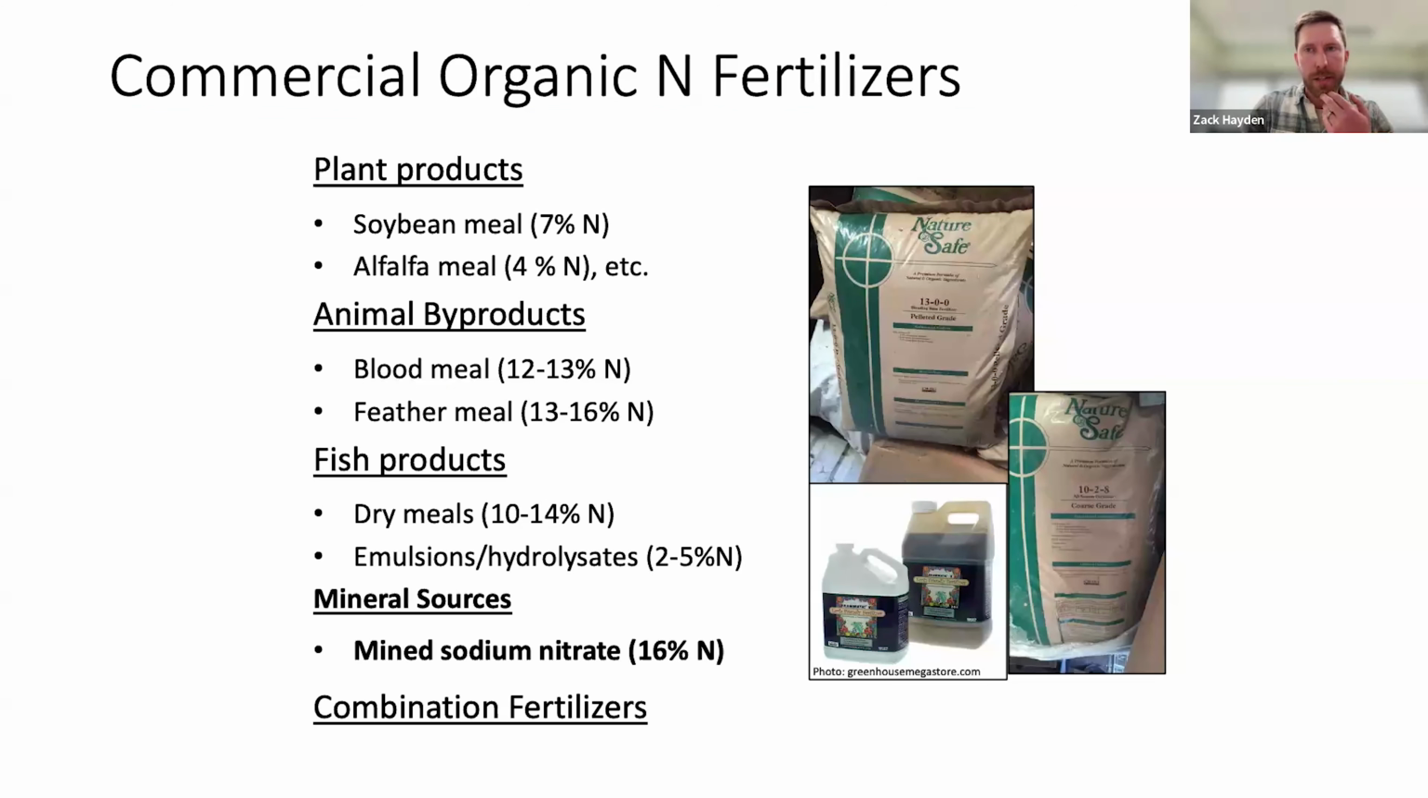So I'll just mention briefly, this list of organic nitrogen fertilizers that you have at your disposal. There's obviously many more than this. So we've got plant products, animal byproducts, fish products, and also some mineral sources. So if you're organically certified, up to 20% of your nitrogen can come from mined what we call Chilean nitrate, which is basically sodium nitrate. And this is a mineral source, so 16% nitrogen. If you apply that to the soil, 100% of that will become available.